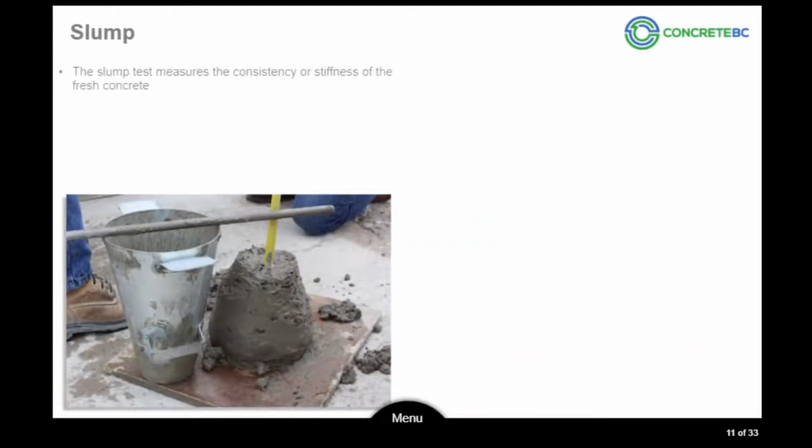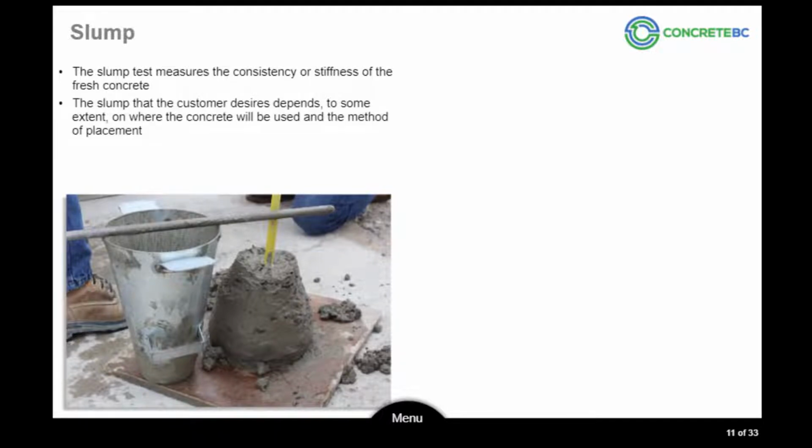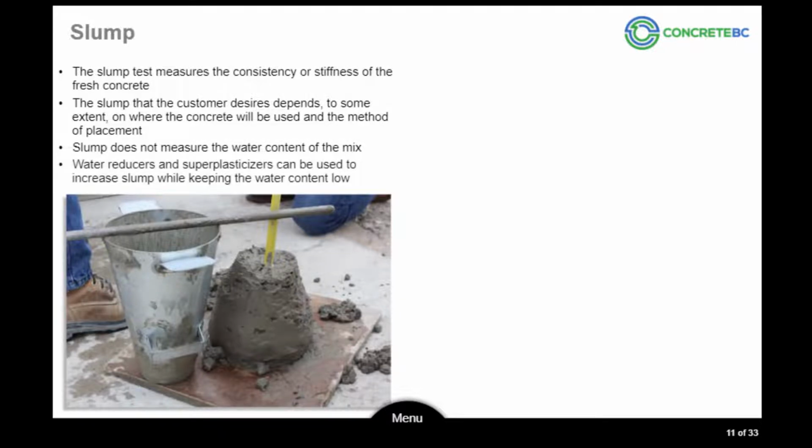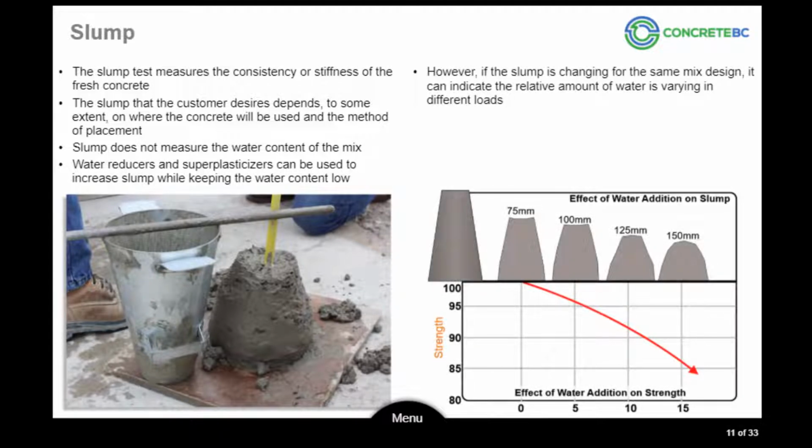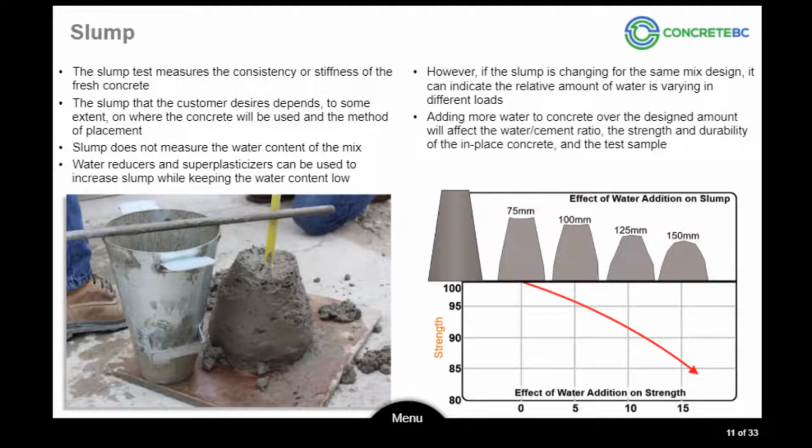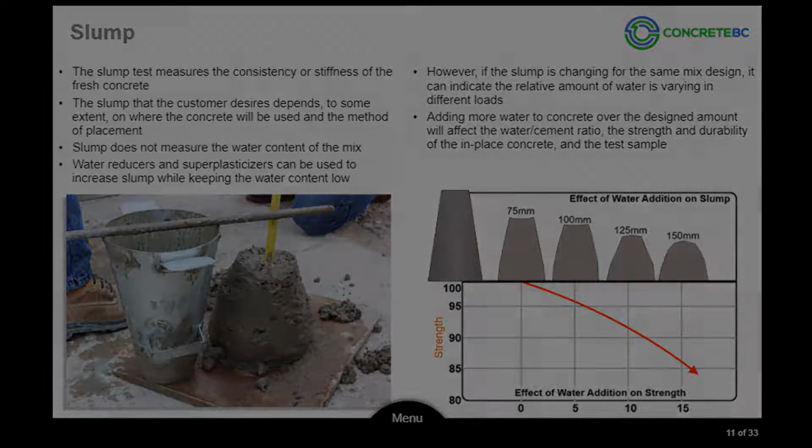Slump. The slump test measures the consistency or stiffness of the fresh concrete. The slump that the customer desires depends, to some extent, on where the concrete will be used and the method of placement. Slump does not measure the water content of the mix because water reducers and superplasticizers can be used to increase slump while keeping the water content low. However, if the slump is changing for the same mix design, it can indicate the relative amount of water is varying in different loads. Adding more water to concrete over the designed amount will affect the water-cement ratio, the strength and durability of the in-place concrete, and the test sample.